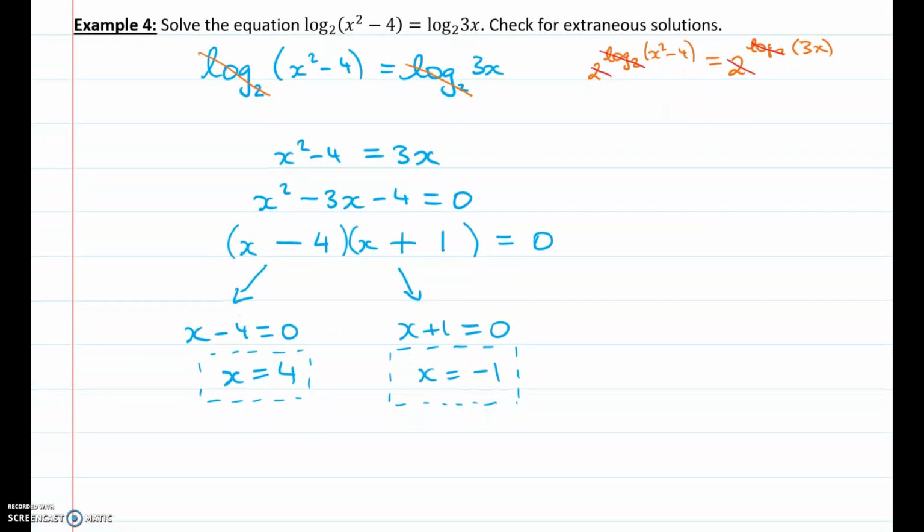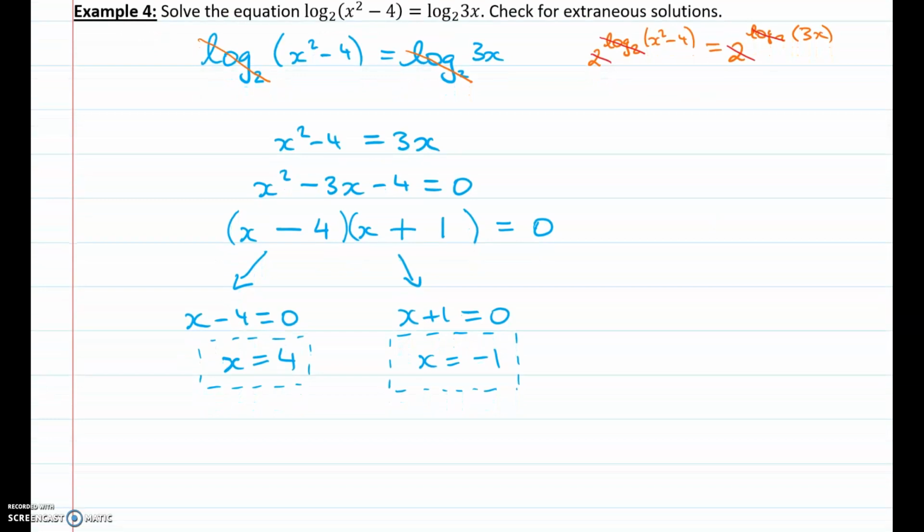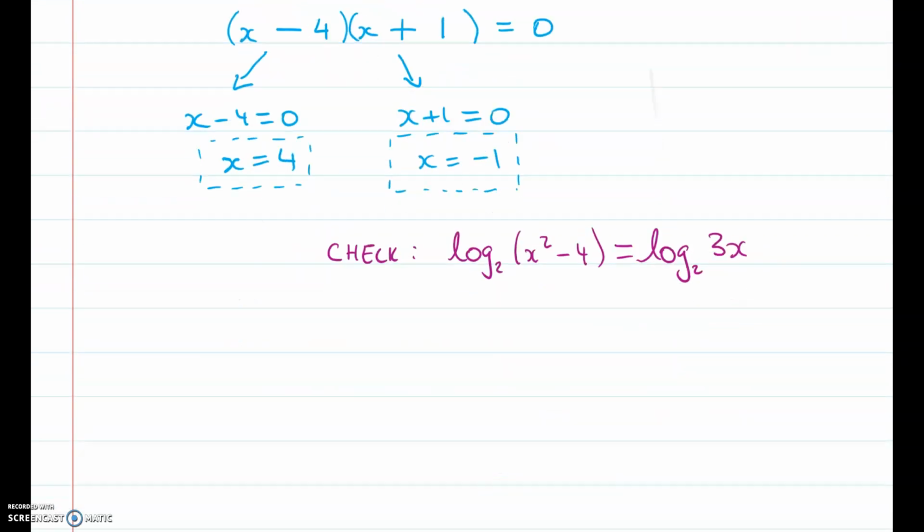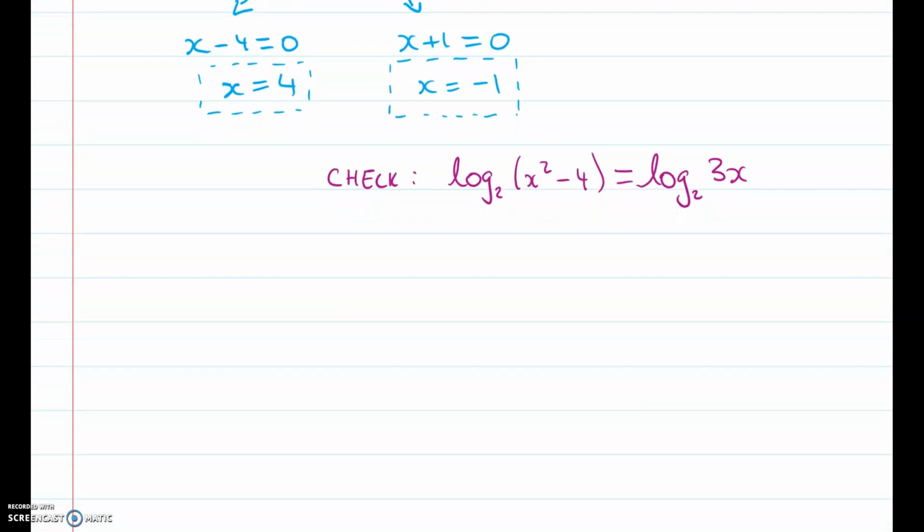So let's do that now. So this is now going to be the checking section. We'll do it down here. And the equation we want to check is the original equation. So log to the base 2 of x squared minus 4 equals log to the base 2 of 3x. So we're going to check with both.